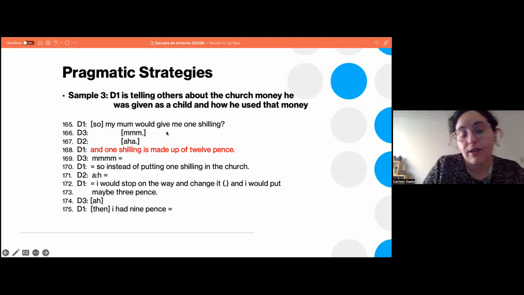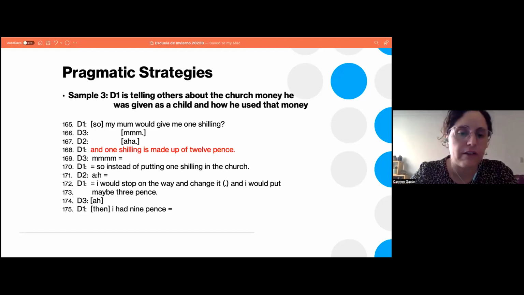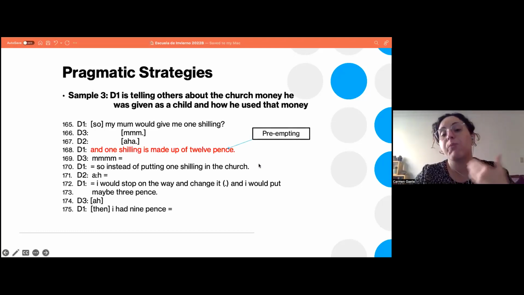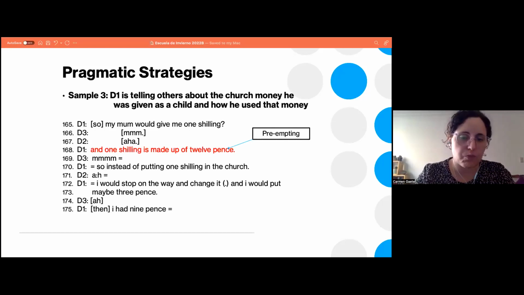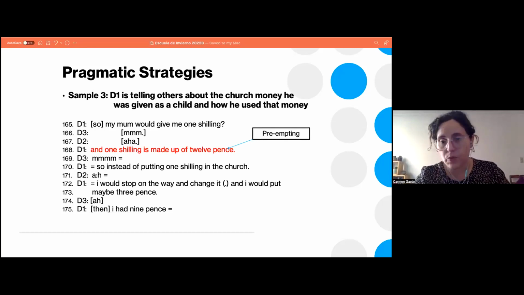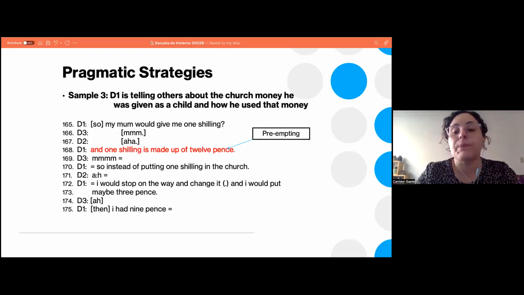We're talking about a child, so he did not have a lot of money. So what this person is doing here, without any indication from the other interlocutors that there has been a problem, is performing preempting by explaining a difficult concept, right? Preempting is not a strategy as such. Preempting is a collection of strategies, which include other repetition in general, and repair as well. But what preempting does, in other words, is to solve a problem that hasn't occurred yet.